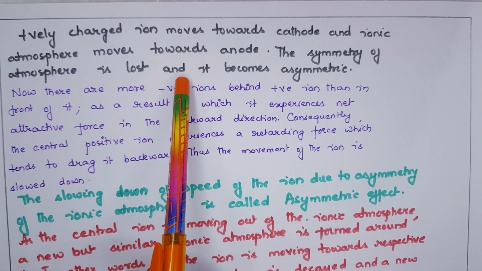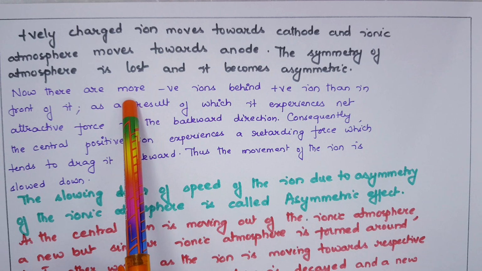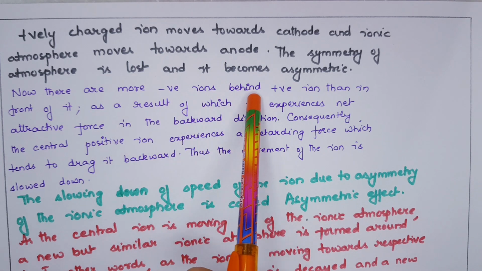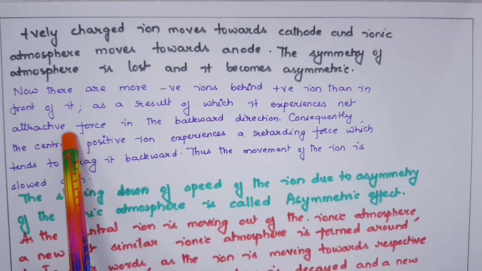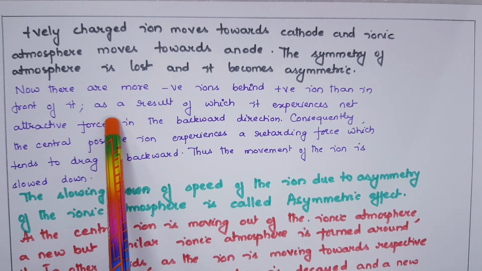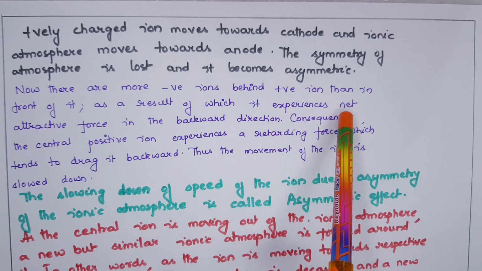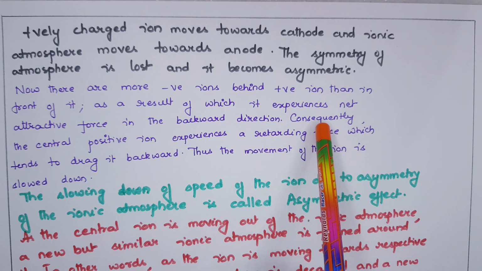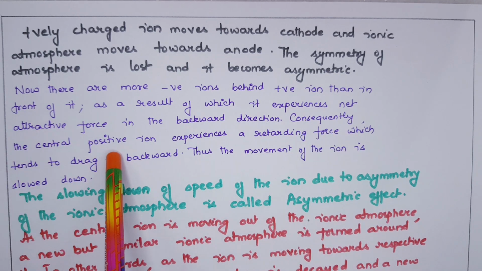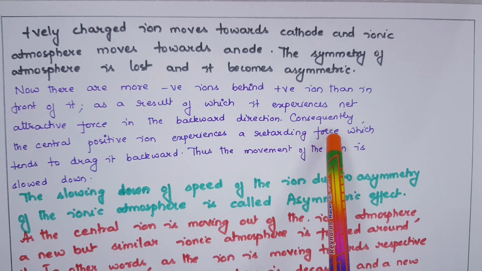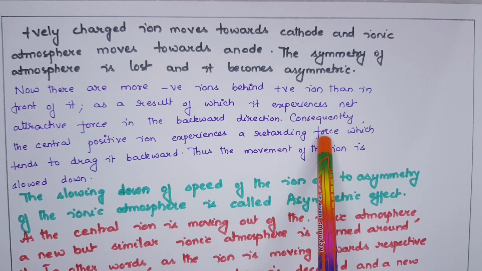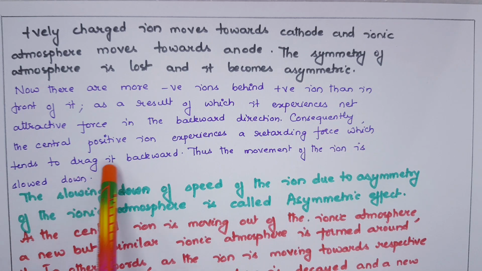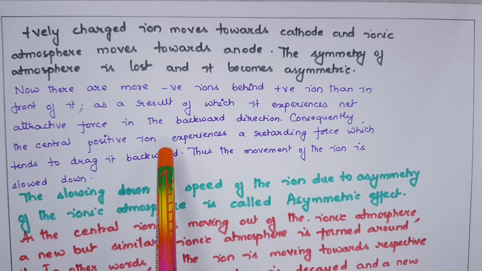Now, this situation, that means electric field, when it is applied, there will be more number of negative ions behind the positive ion than in front of it. As a result, what happens, students? It experiences net attractive force in the back. That means they will be pulling the positive ion in the backward direction. It experiences a backward pull. Consequently, the central positive ion experiences a retarding force. That means a backward pull which tends to drag it towards backward direction.